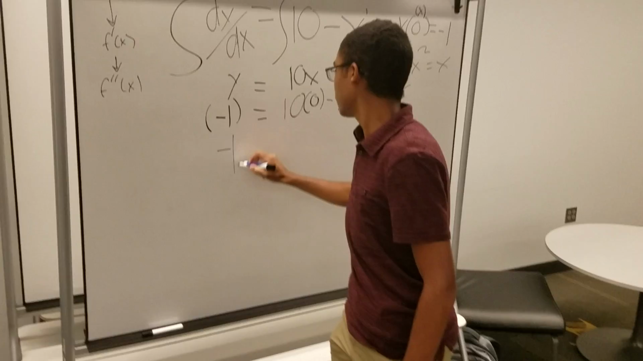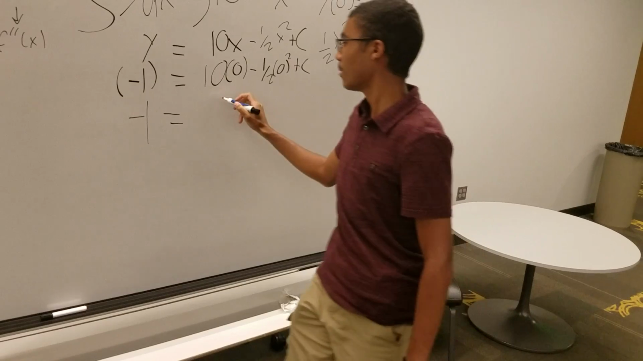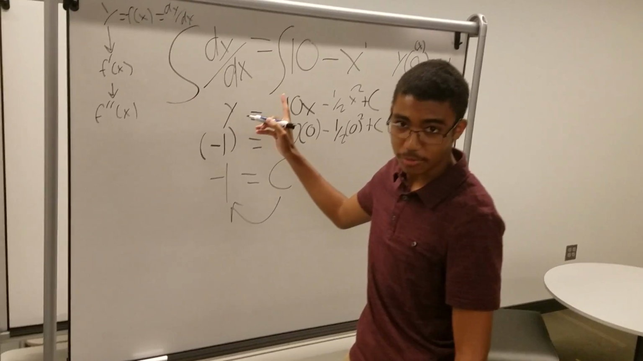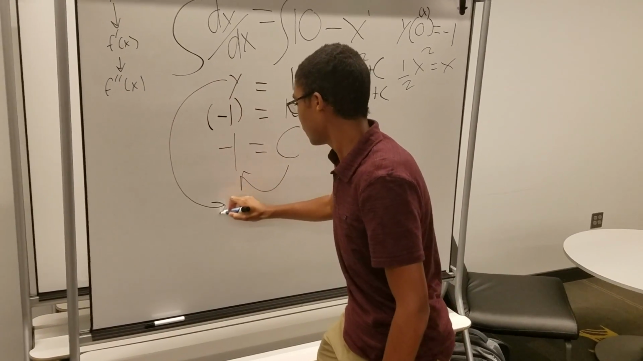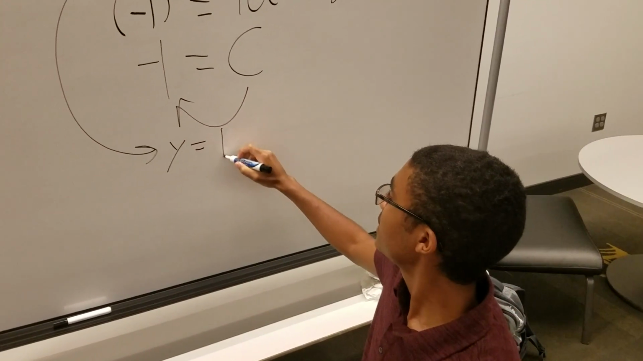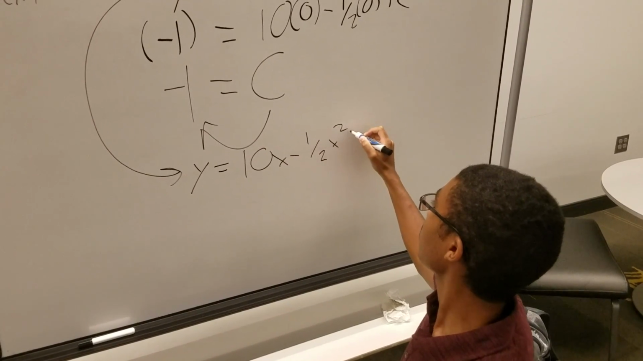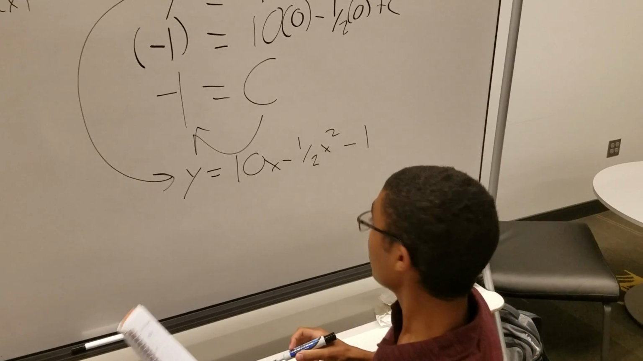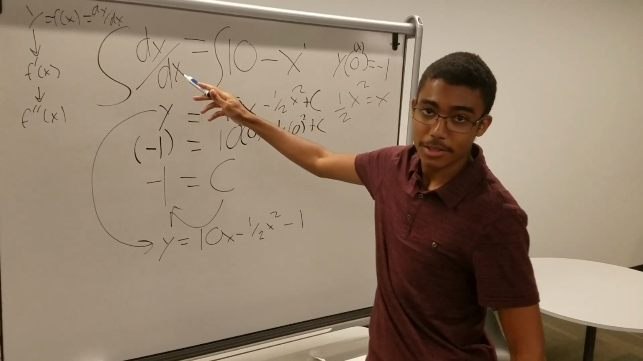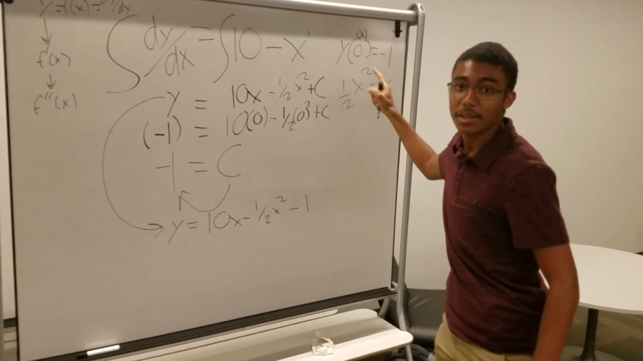So I get -1 equals, this is 0 minus 0. So I just have the c left over. So I have c is equal to -1. So I take this equation, my original function, all the way down here, and I end up with y equals 10x minus 1/2 x squared minus 1. And that is the correct answer. Now again, all we did here is we took the antiderivative, the integral of this function, and we ended up with this function here using the initial value that was given.